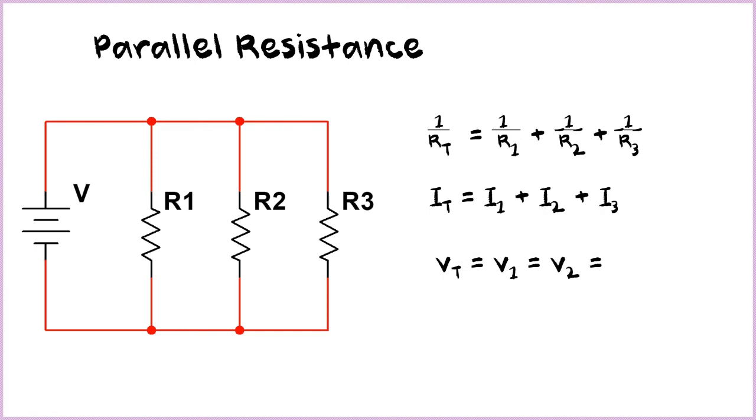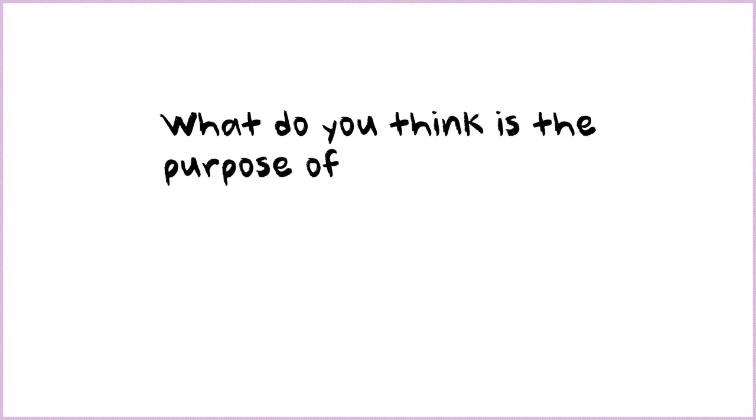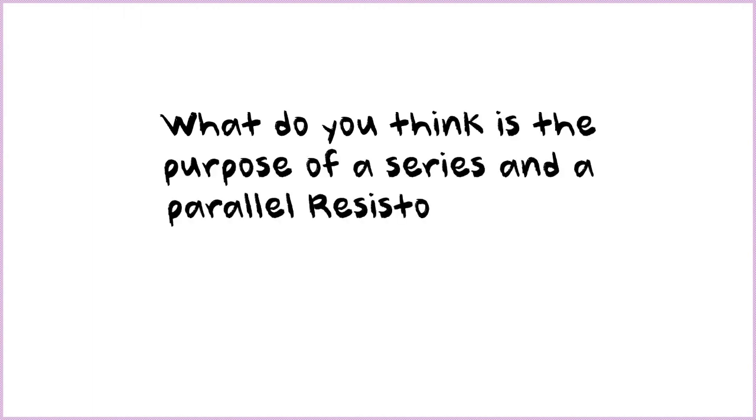And since they are all interconnected, the positive terminal of our voltage source to the individual terminal of our resistors, and also our negative terminal of our voltage source is interconnected to the other terminal of our resistors, we have equal voltage. So our VT is equal to V1 is equal to V2, which is also equal to V sub 3. So now, what do you think is the purpose of series and parallel resistors in a circuit?